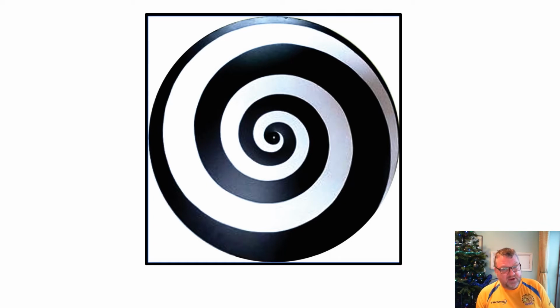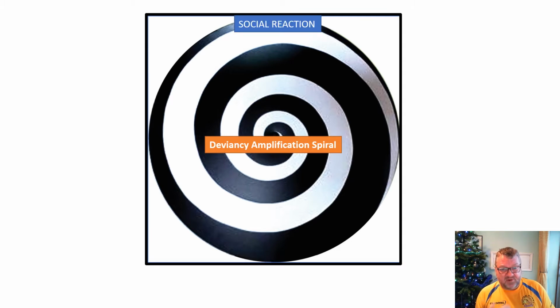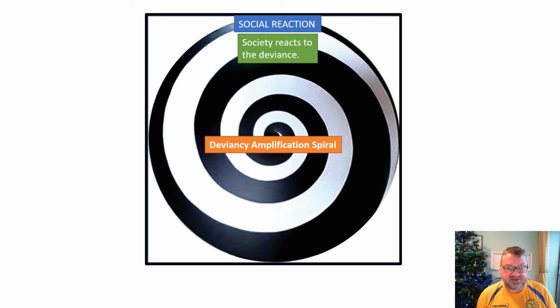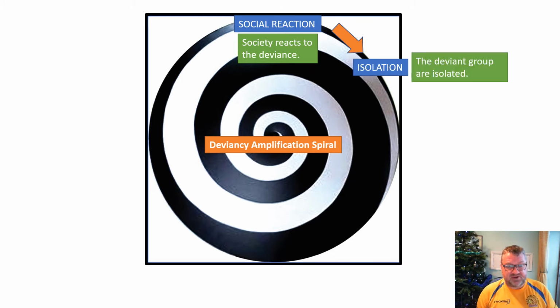Here's our spiral. To give you an idea of how crackdowns lead to more deviance, this is what interactionists, labelling theorists, would say. So there's my deviancy amplification spiral. We get a social reaction to the deviance. Society reacts to the deviance within society. In turn, as a result of that, we get isolation. The deviant group feel isolated from society. Society is saying they're deviant. They start to feel they're not part of society, therefore they're isolated.